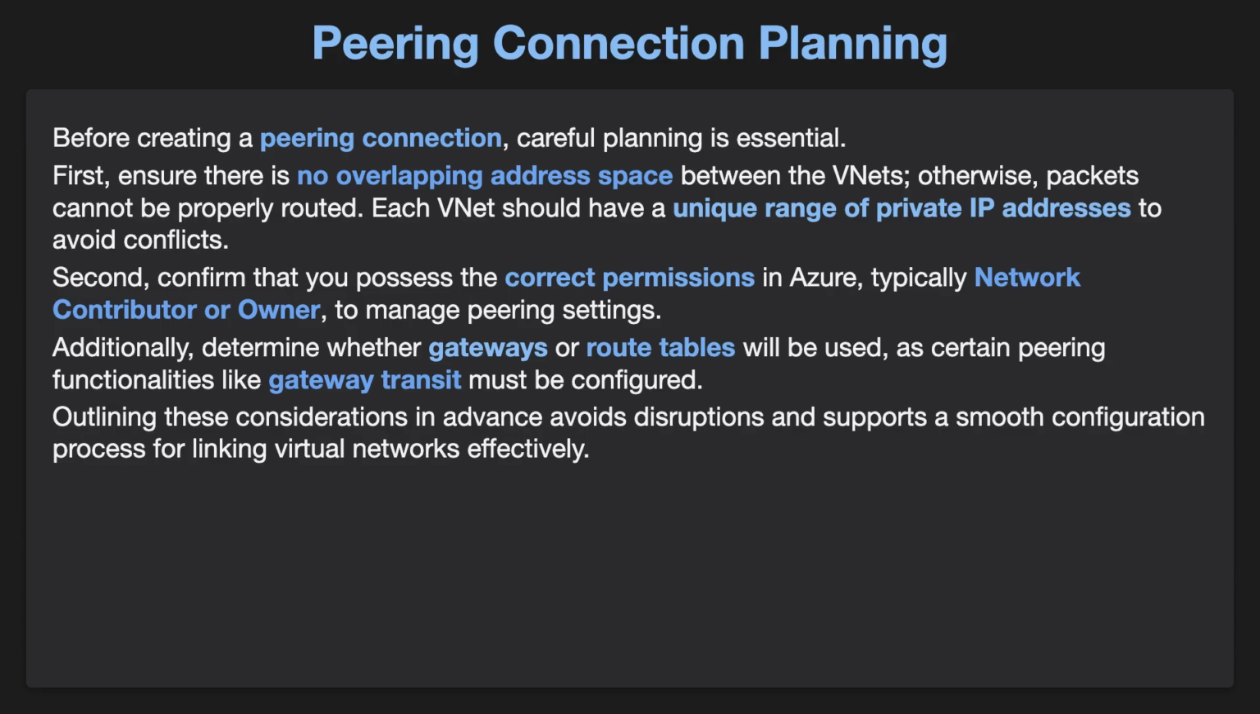Second, confirm that you possess the correct permissions in Azure, typically network contributor or owner, to manage peering settings. Additionally, determine whether gateways or route tables will be used, as certain peering functionalities like gateway transit must be configured. Outlining these considerations in advance avoids disruptions and supports a smooth configuration process for linking virtual networks effectively.